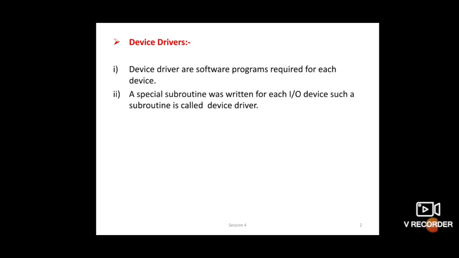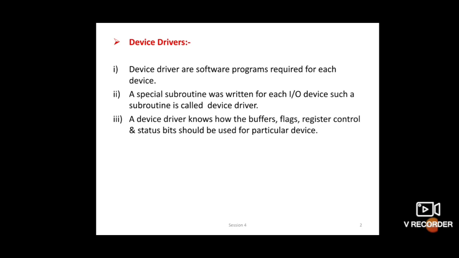Each special subroutine was written for each IO device. Such a subroutine is called a device driver. A device driver knows how the buffers, flags, registers, control and status bits should be used for a particular device. Means internal hardware functionality is known to the device driver because of coding. Each device has a separate coding for that hardware.